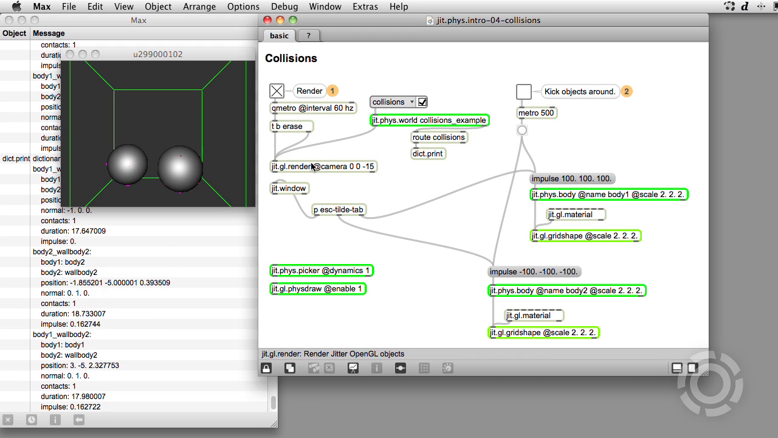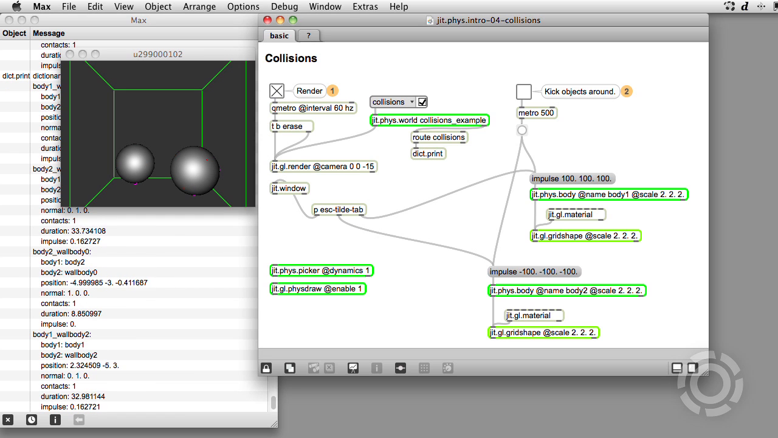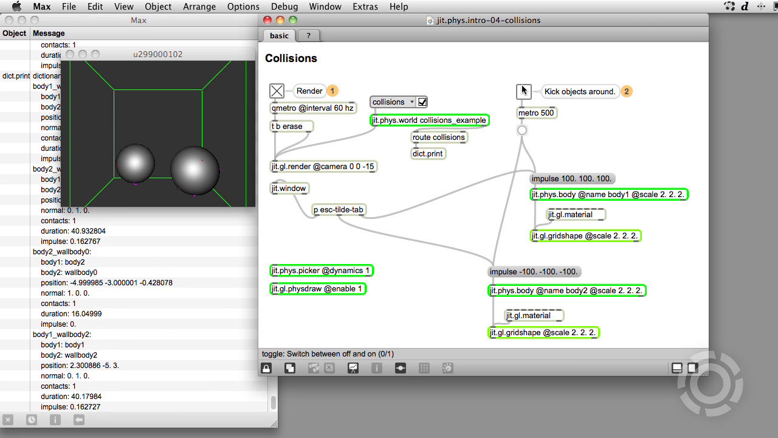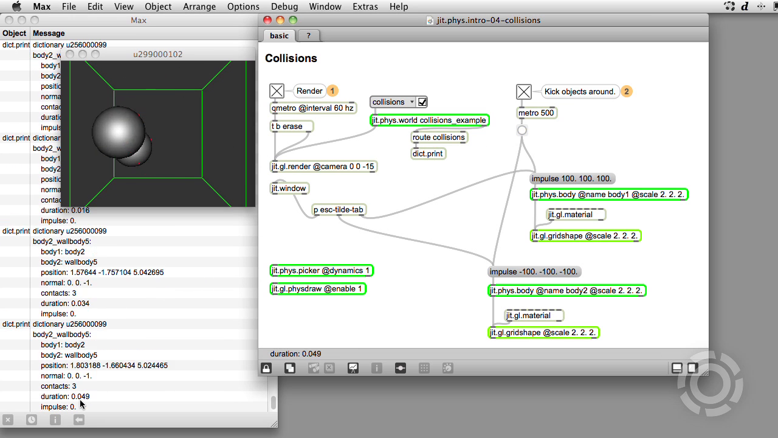It seems collisions are happening all the time, even though there's nothing moving. What's up? Well, in our jit.phys.world, the word collision refers to any contact between physical bodies. So it's often something more like a state of being in contact, rather than the moment of impact. In the dictionary, the duration tells us how long the two objects have been in contact. When the duration is 0, that's the moment of first contact.